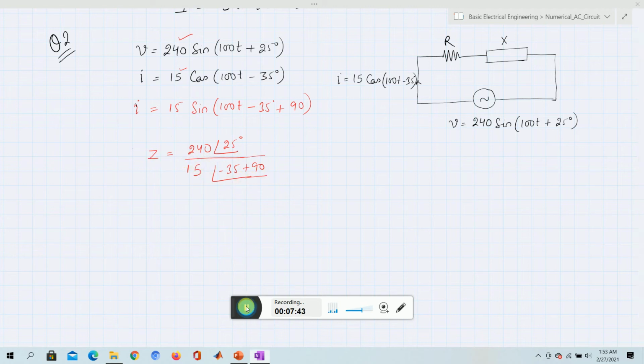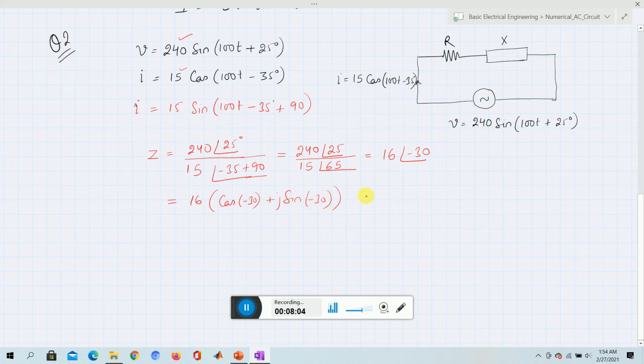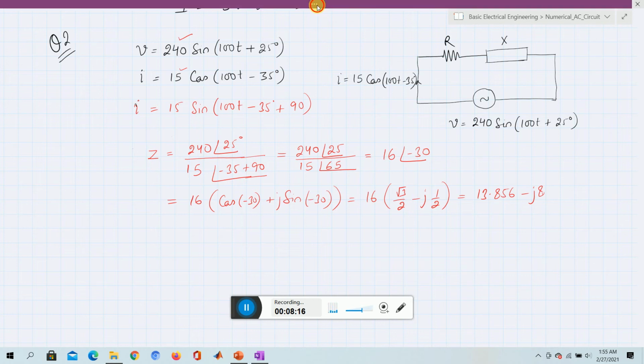Let us solve it. So what I am getting is 16 angle of minus 30. So 25 minus 65 leads to 16 angle of minus 30. So we can write this as 16 cos of minus 30 plus j sine of minus 30. And now we can just solve this. So you are getting this value 13.856 minus j8. So what does it imply? That the Z value is coming like this.